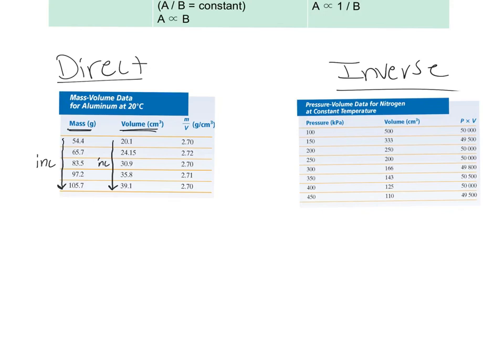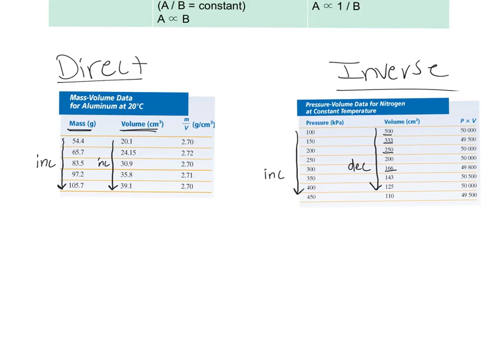Now let's look at inverse. What happens to the numbers as you go down? If you notice, they increase. Now let's look at the volume. What happens to the numbers as they go down? 500, 300, 200, 100, they decrease. This is an example of an inverse relationship. In direct, both quantities will increase. In inverse, one will increase and one will decrease.